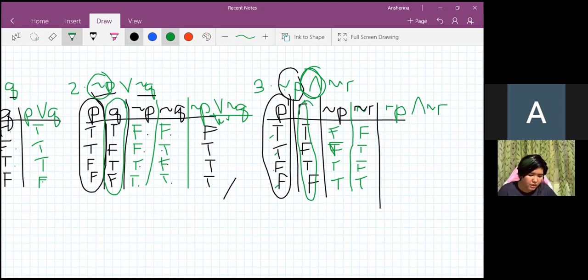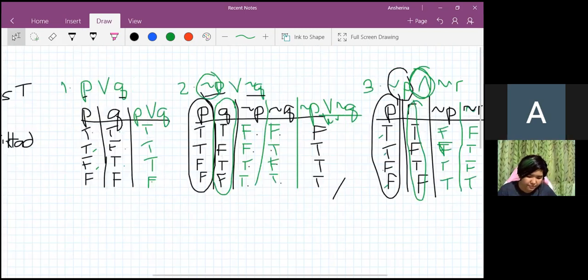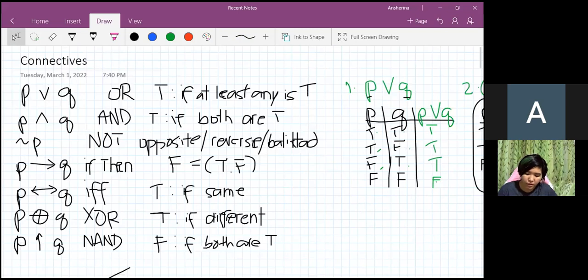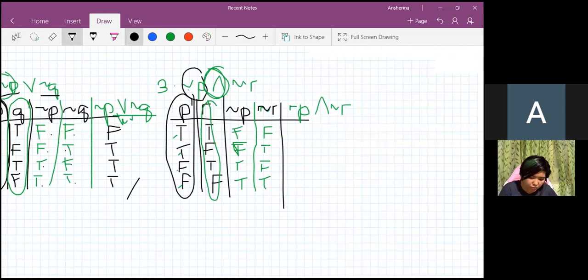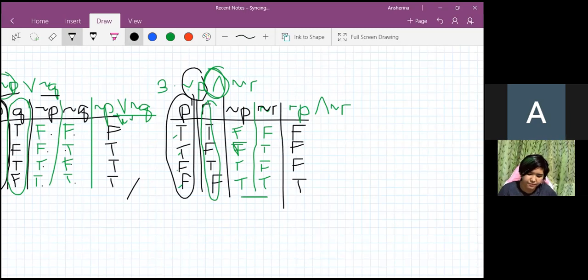Ano ulit ang rule natin or ano ulit ang instruction natin pagka end? Okay, let's try to recall. Pag end, it is true if both are true. Hanap tayo ng both true. Okay? Ito lang naman yung both true, ano? Itong panghuli. So, yan yung ating magiging true, and the rest, false. Okay?